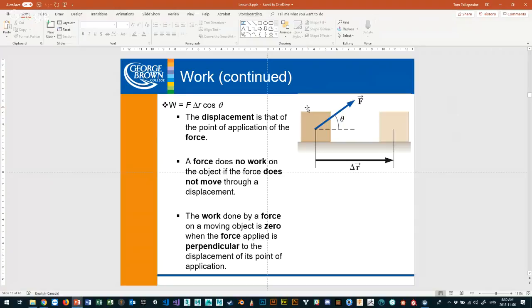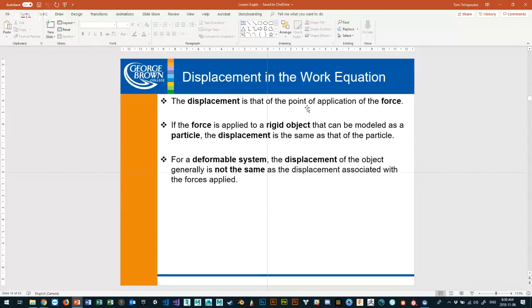So again, the work done by a force on a moving object is 0 when the force applied is perpendicular to the displacement of its point of application. So take the force up, as an example: the perpendicular force means the normal force. Think about this normal force that's going up. Carrying things around never really spends any work.